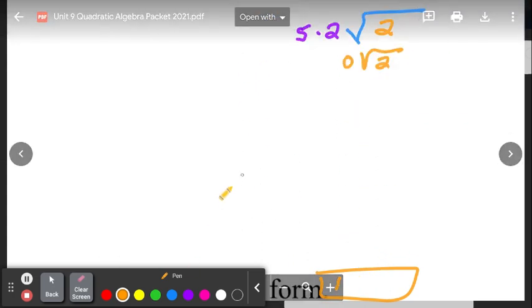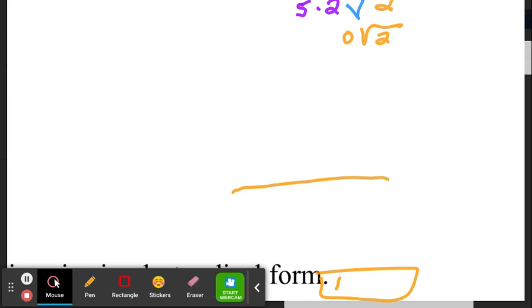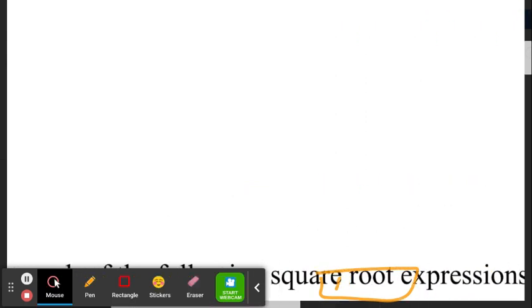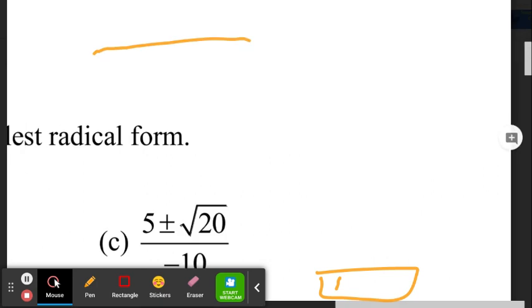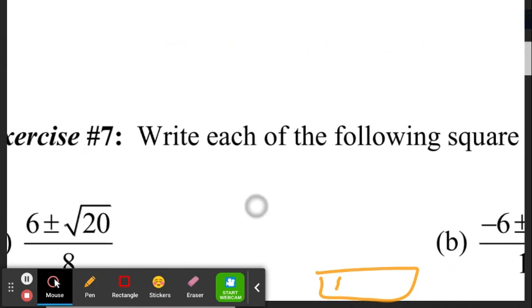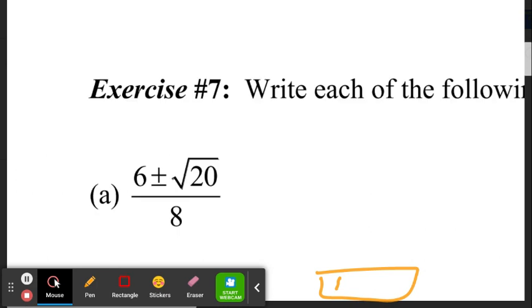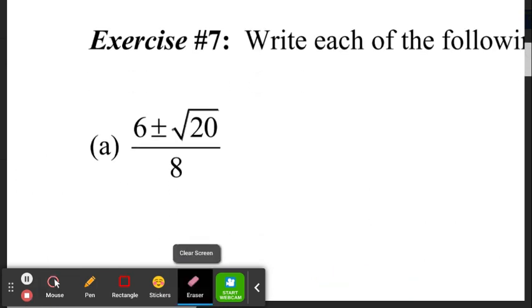Now let's look down at exercise 7. I gotta find my exercise. There we are. Write each of the following square root expressions in simplest radical form. So we don't need to do this for a few more lessons, but it is very tricky. So that's why we are starting it now.